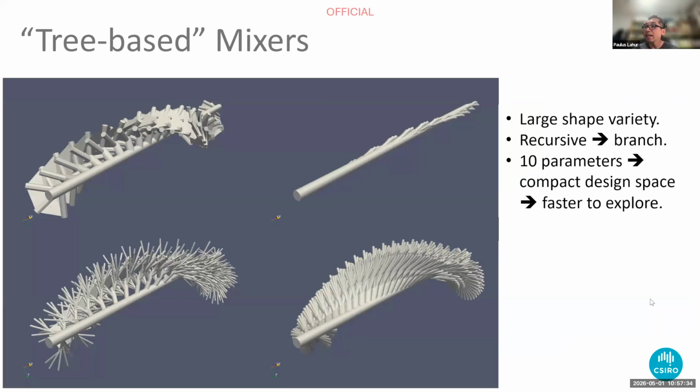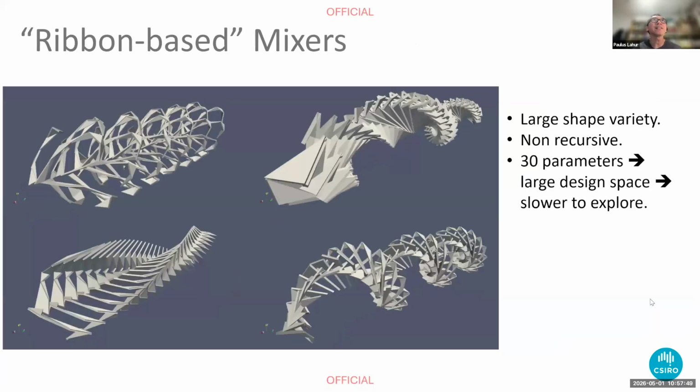So this is kind of what these geometries look like. The idea is to come up with shapes that are really inventive, I would say, or crazy. So these are tree-based mixers, and we use another one called ribbon-based mixers. As you can see, they look quite strange and beautiful, but they do perform a real function in mixing.